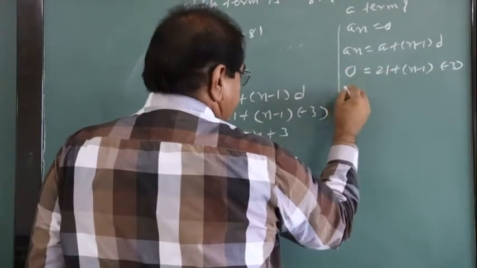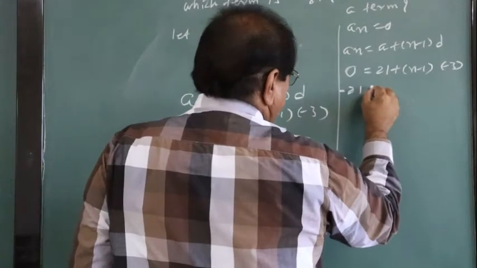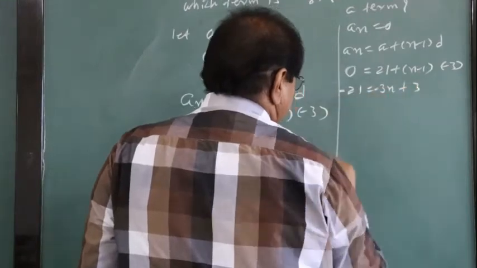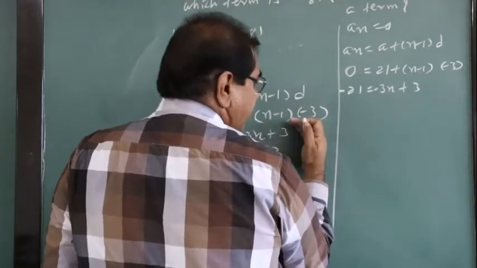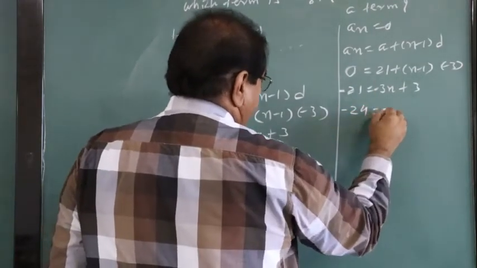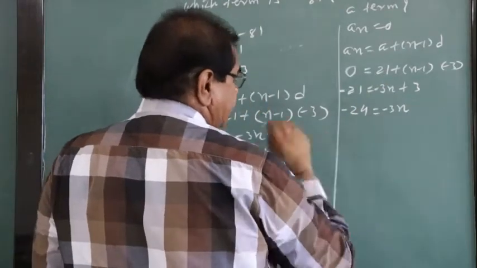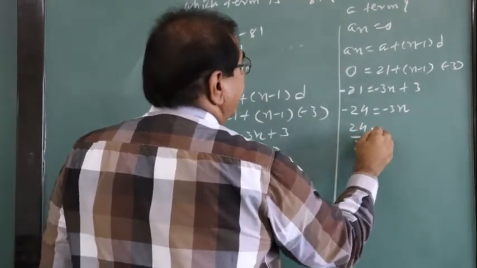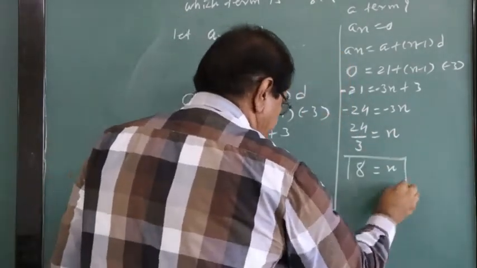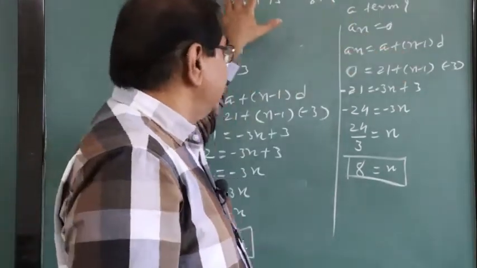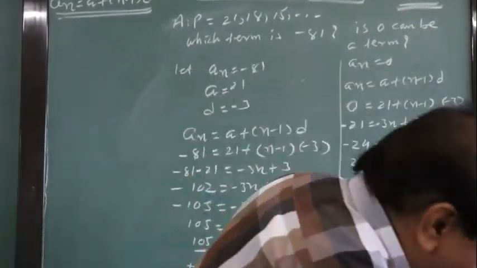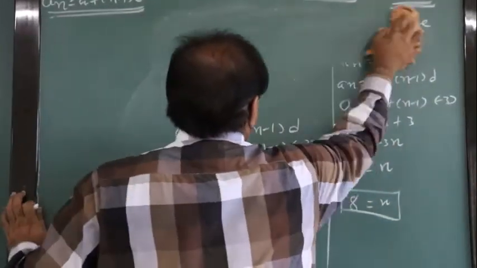So now 21 shifts and becomes minus 21, equal to minus 3n minus minus plus 3. Plus 3 changes the side and becomes minus 3. So minus 21 minus 3 is minus 24, equal to minus 3n, minus sign gone. 24 upon 3 is equal to n. So n is equal to 8, 3 eights are 24. So yes, 0 can be a term of this AP, and which term? The 8th term of the AP will be 0. Is it clear? See how wonderfully the formula is used to solve different problems.